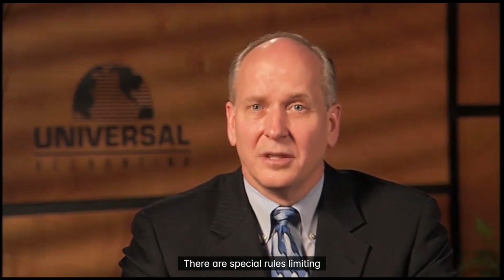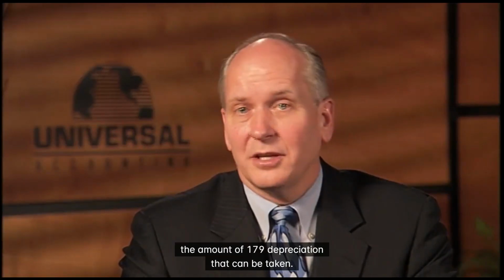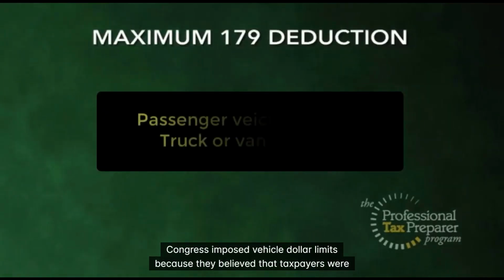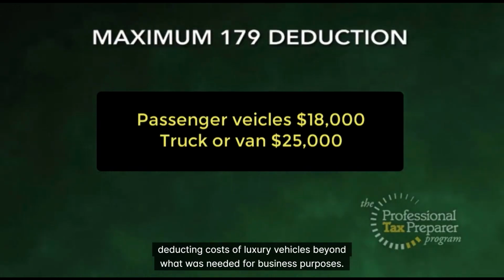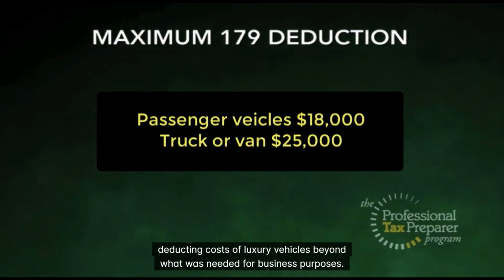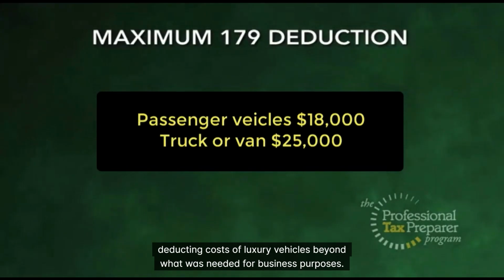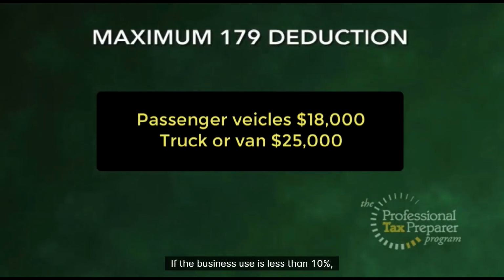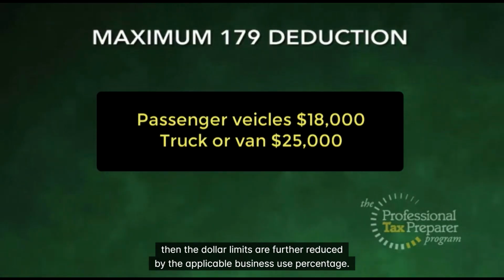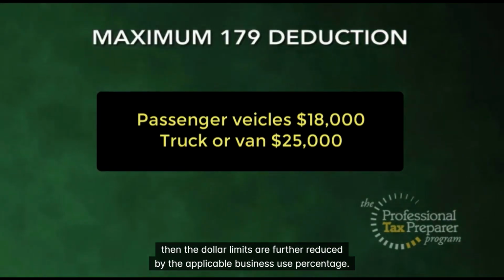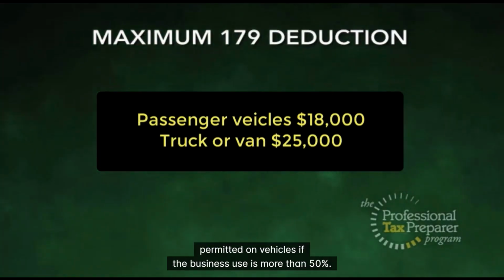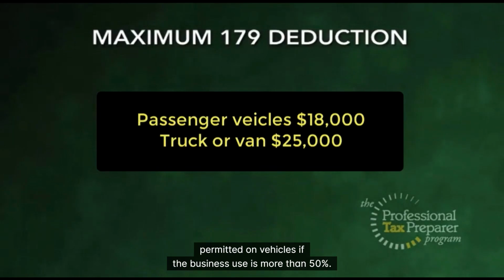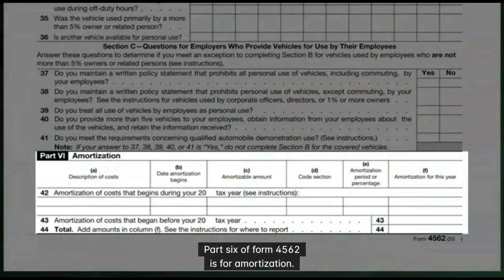There are special rules limiting the amount of 179 depreciation that can be taken. Congress imposed vehicle dollar limits because they believed that taxpayers were deducting costs of luxury vehicles beyond what was needed for business purposes. If the business use is less than 100%, then the dollar limits are further reduced by the applicable business use percentage. Section 179 expense deductions are only permitted on vehicles if the business use is more than 50%. Part 6 of Form 4562 is for amortization.